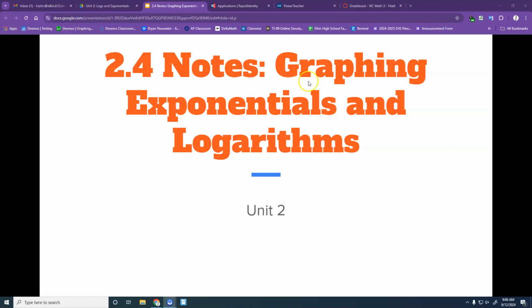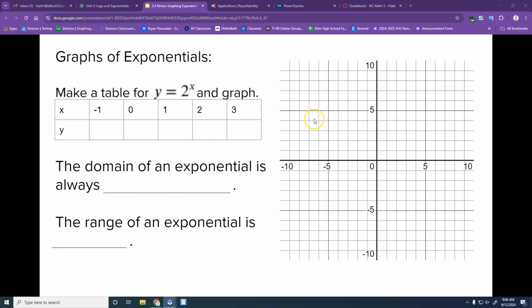Let's see. Graphing exponentials and logs. All right. So graphs of exponentials. Let's start here. Now, if I want to make a graph for an equation, all I need to do is plug in numbers, and it gives me the y coordinates that go with those x's. So, for example, if I want to make a table for y equals 2 to the x power, I could just plug in numbers. I've picked a few here.